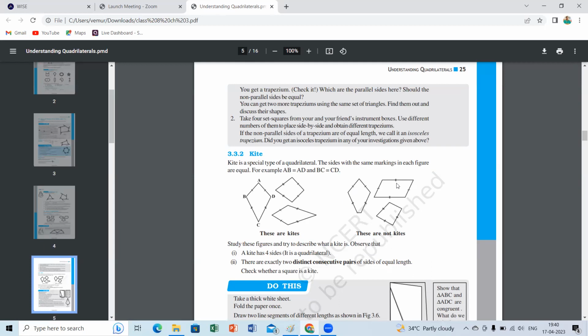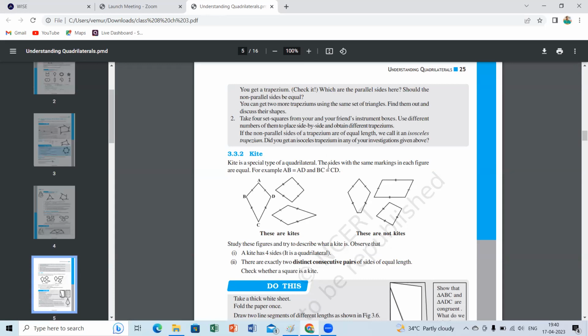Also, absolutely it is not. And coming to the second one, of course, the pair of equal sides are not consecutive. Very good. Because the kite is a special type of quadrilateral, we can call it a special type of quadrilateral.